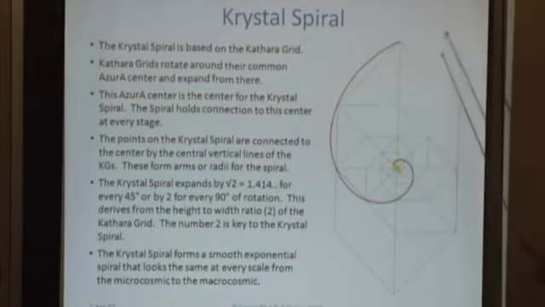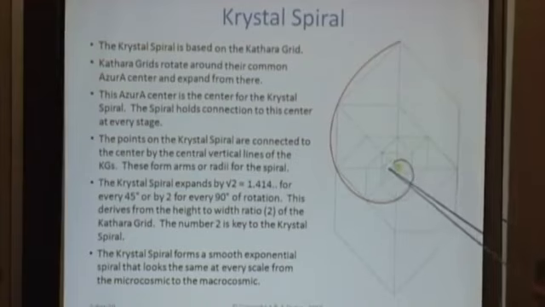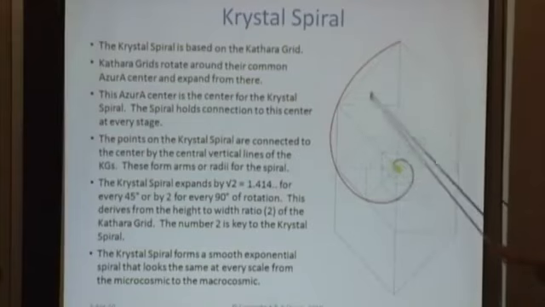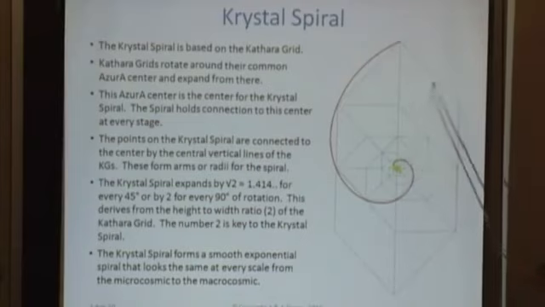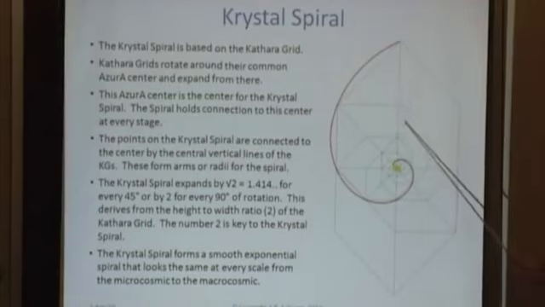Now, we can see that at every stage of expansion, the crystal spiral, if we join the 12 points of all the guitar grids, they will form a spiral that reflects the expansion from the original guitar grid at the center. Now, each point on the spiral holds connection through the center. If we look at the guitar grids, we can see that the vertical central column of the guitar grids connects each point on the spiral to the center.